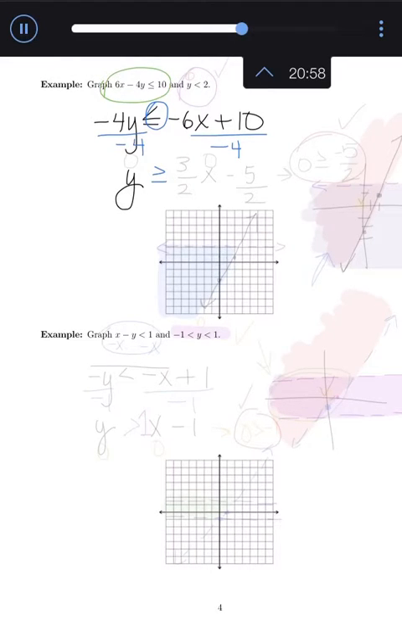Now we need to reduce the negative 6 over negative 4, which will turn into a positive 3/2 x. Now, for the last part, we have a positive 10 divided by a negative 4, which will give us negative 5/2. Negative 5/2.